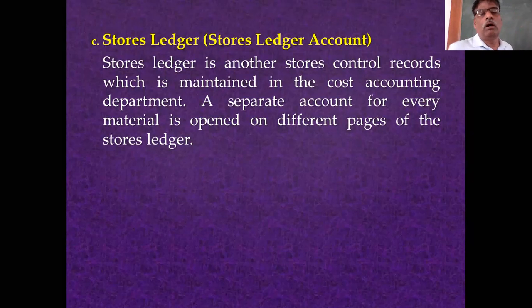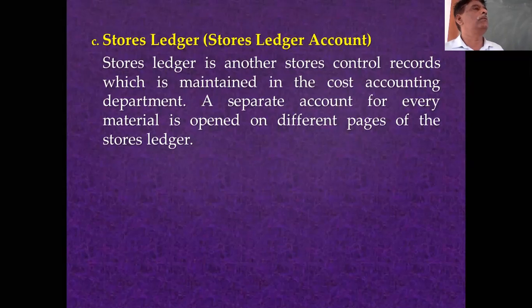They are opened on different pages. For one page, one account; another page, another account. In this form, he opens the accounts. This is called the store ledger. It is the same as a bin card, but this ledger contains quantity, rate, and amount. The bin card contains only quantity. This ledger contains rate, quantity, and amount.